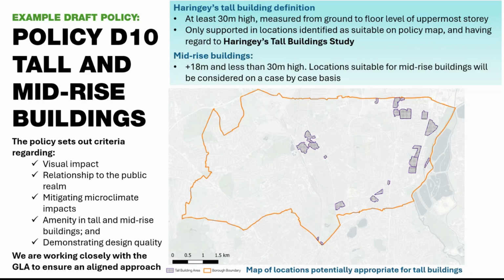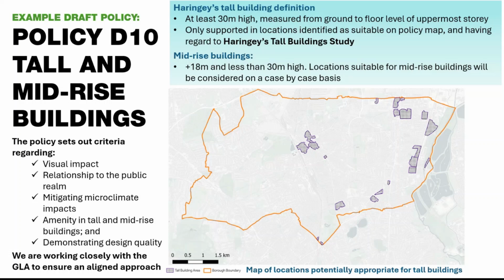However, we do think that it's important that the same quality standards apply to any buildings between 6 and 10 storeys, and that all of those quality standards around amenity provided for people in those buildings, and demonstrating design quality, should also apply for mid-rise buildings. So the policy is called Tall and Mid-Rise Buildings because it sets out quality standards for all buildings that are above 6 storeys or above 18 meters.